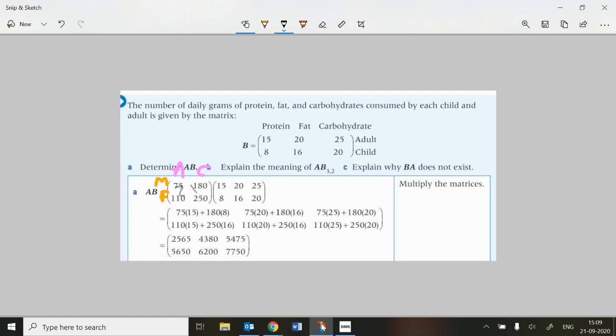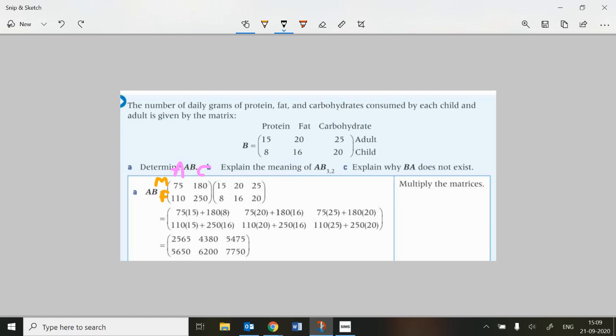Again, let's just check. We're getting a 2 by 2 matrix multiplied by a 2 by 3 matrix. The 2's cancel. We end up with a 2 by 3 matrix. We're happy with this.